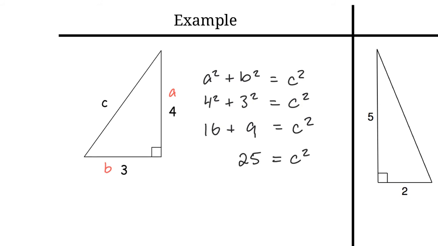Now to isolate C, we need to get rid of this square, this exponent of 2. The opposite of the exponent would be the square root. So we would need to square root both sides. And when we square root both sides of the equation, C is just equal to 5. So the length of C is 5.